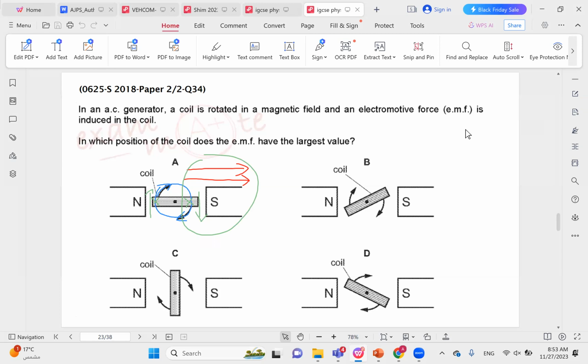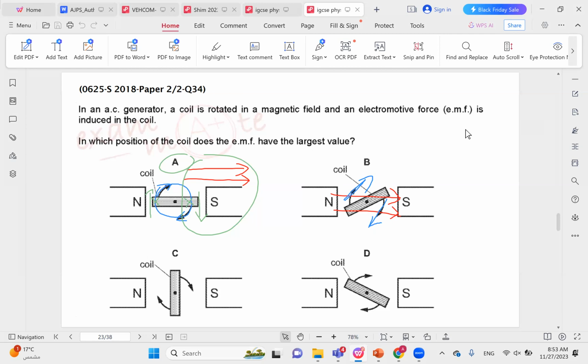A is actually the correct answer because we want the direction of motion to be perpendicular to the magnetic field. Let's, for extra information, analyze the rest of the drawings. So here in B, the magnetic field lines are again horizontal. The tangent to the circle here is sort of like this and like this. So this is not perpendicular, and therefore it does create EMF, but it does not create the maximum EMF.